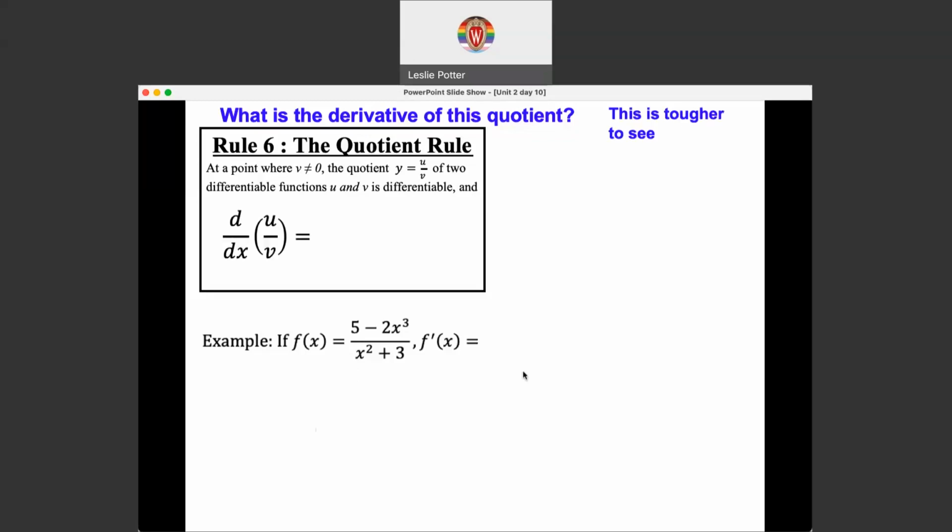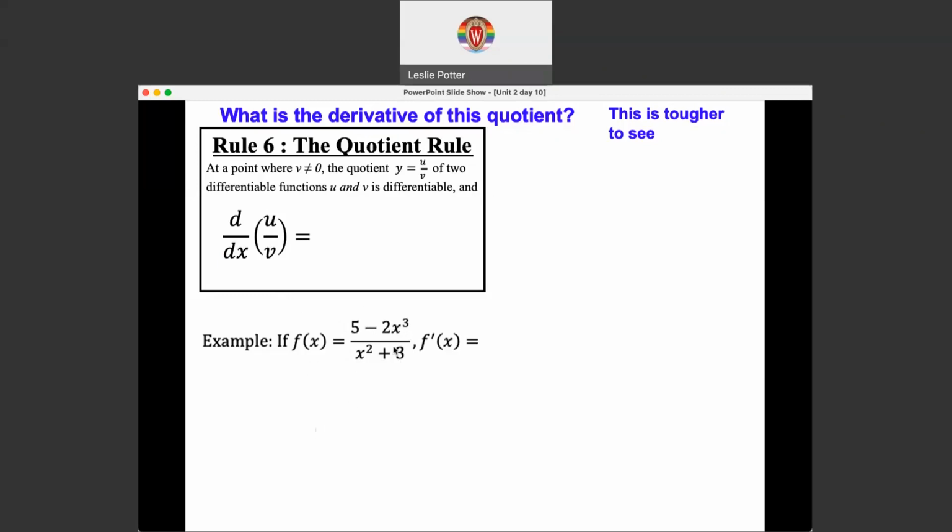So we have the derivative of a quotient. Look down here at the example. We're going to take the derivative d/dx of u over v. u is its own function, v is its own function. Looking at the example, u is 5 minus 2x cubed. So u is a polynomial of degree 3, so we can use the power rule when we differentiate that. And v is x squared plus 3, so when we differentiate that, again, we can use the power rule.